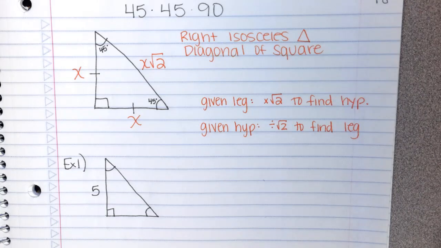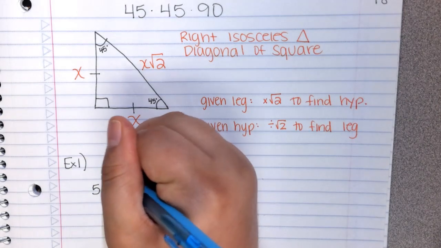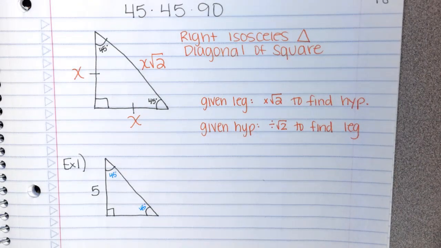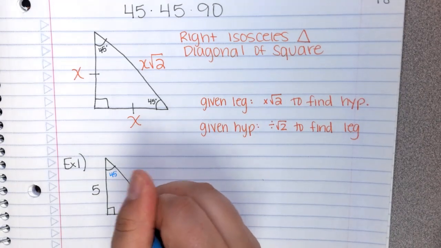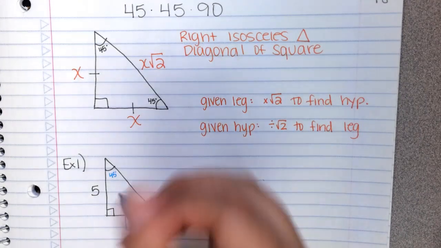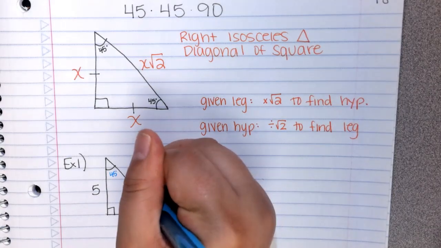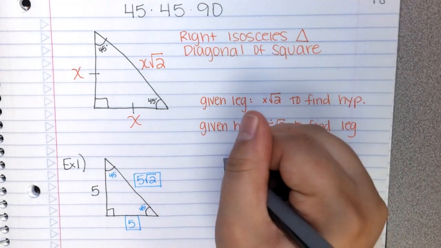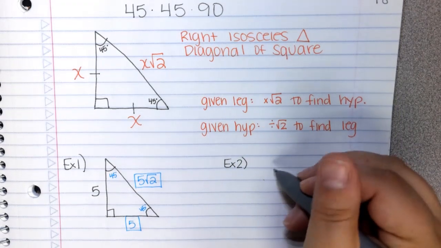Alright, if I give you this triangle, how do you know it's a right isosceles? Because of the arches. The arches tell you that this is a 45, 45, 90. Do y'all agree? Because the arches are the same, so we know it has to be 45 and 45. If I tell you that this leg is 5, what else do I know? Box your answer. The hypotenuse is 5 root 2. We good? Okay. Example 2.